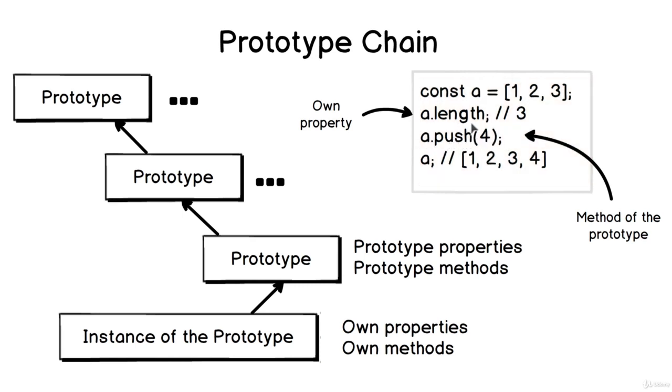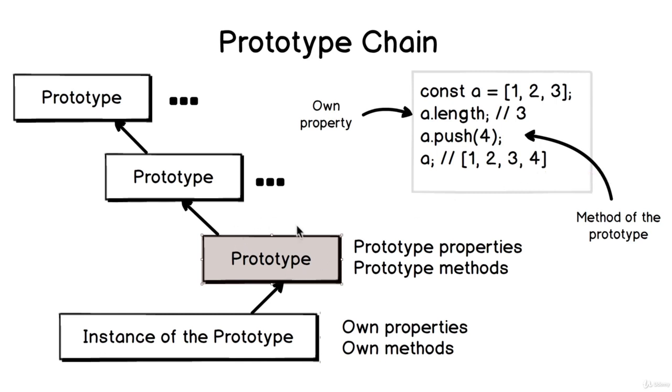But this method is absent in a, that is an instance of the array prototype. In this case, we move up through the prototype chain and check whether the prototype has such a method. And in this example, the array prototype has this push method. That's why we can call this method, or invoke it, and get a result. In this case, one more element will be added to the array. That is the prototype chain.